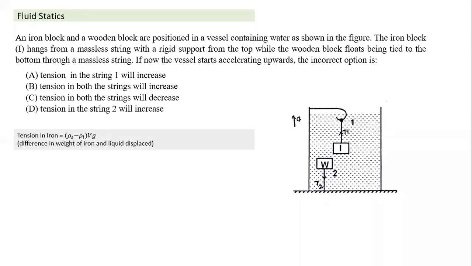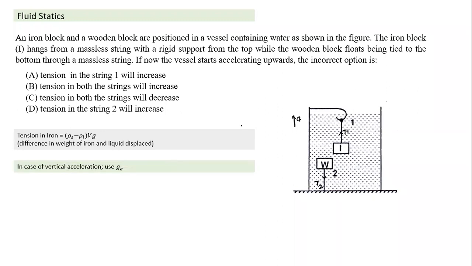Okay, what is the tension in the string for the iron when it was not accelerated? Tension in the string for the iron is equal to (rho_s minus rho_l) times V times g. Net force has to be 0. That's the tension in the string, which is equal to the difference between the weight of the iron and the weight of the liquid displaced. That was the tension earlier.